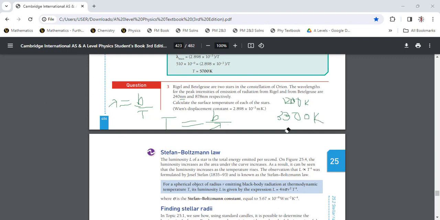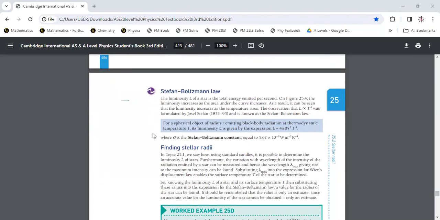Now that we know these values, how do we determine the luminosity of the star? Two scientists, Joseph Stefan and Boltzmann, discovered a law where luminosity increases as your temperature rises. But what exactly is the observation here? It was proportional to T to the power of 4, and also to its area, 4 pi r squared. This constant is provided on page 2 or 3 of the booklet in the physics exam paper, so you need not be worried about that.